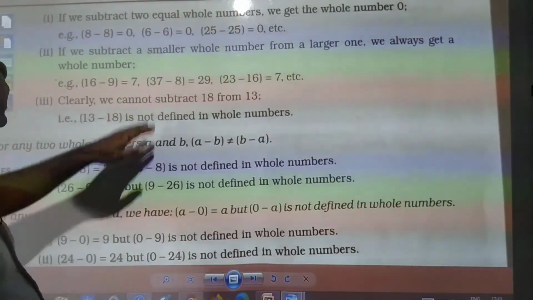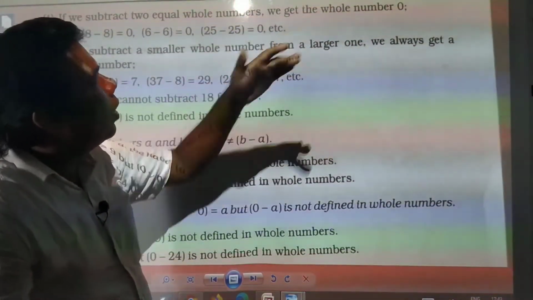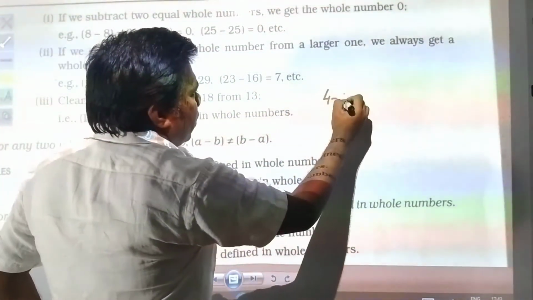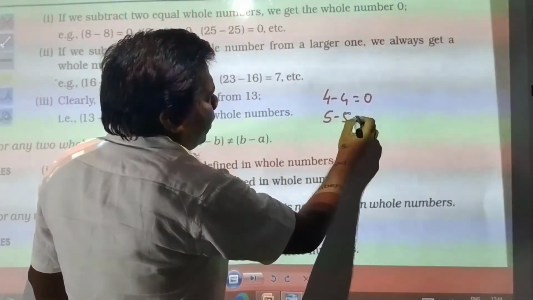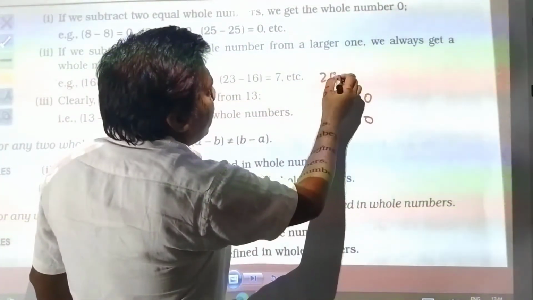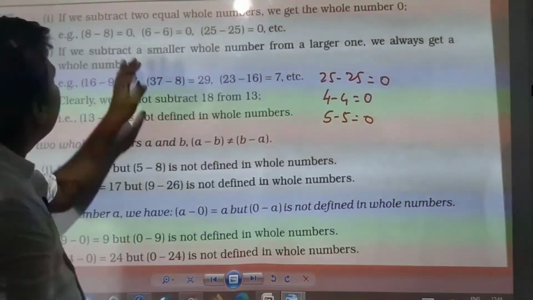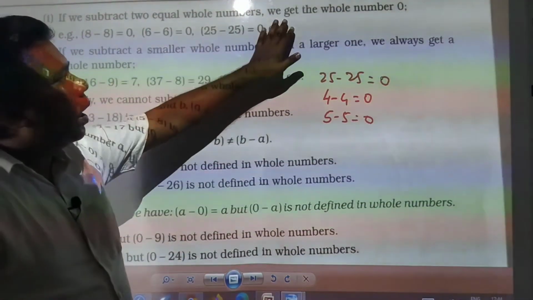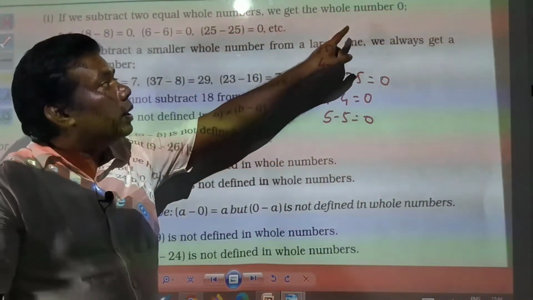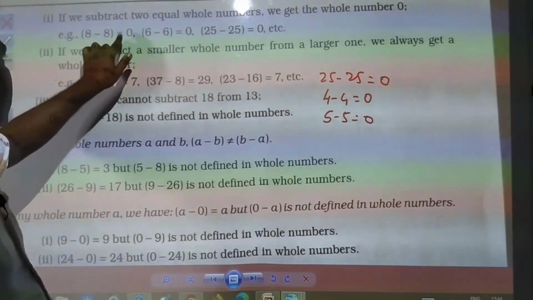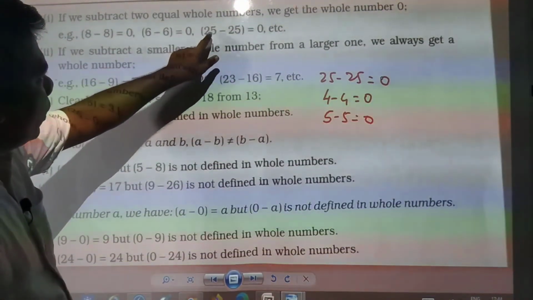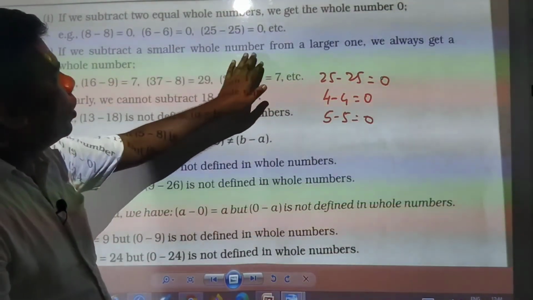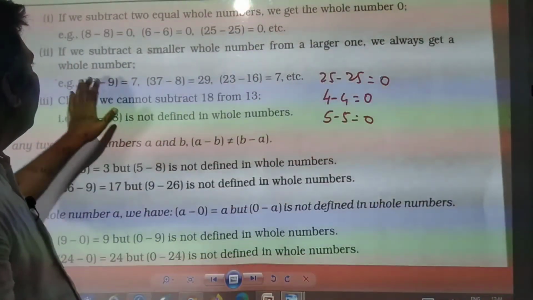If we subtract two equal whole numbers, we get the whole number 0. That you know, I just told you. Suppose 4 minus 4 is equal to 0, 5 minus 5 is equal to 0, 25 minus 25 is equal to 0. Any two equal whole numbers subtracted give 0, and 0 is a whole number. 8 minus 8 is 0, 6 minus 6 is 0, and 25 minus 25 is 0. If we subtract a smaller whole number from a larger one, we always get a whole number.